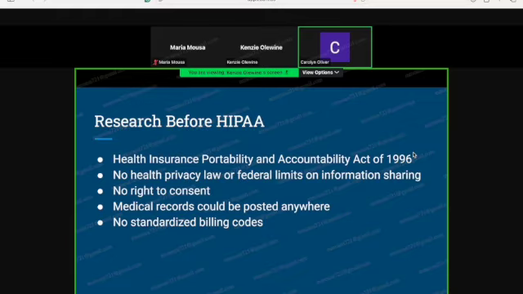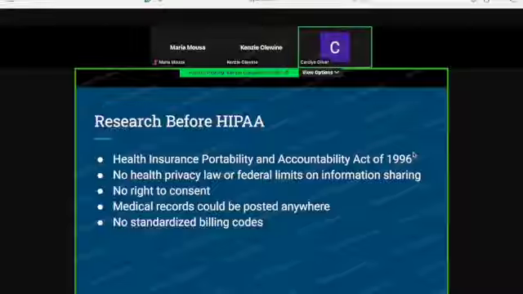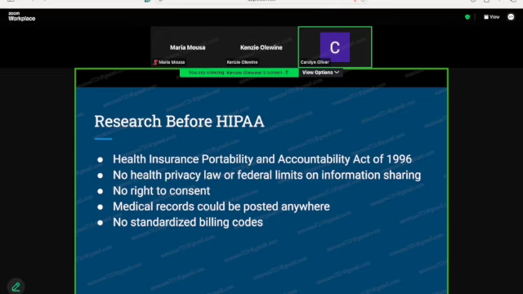So HIPAA was just enacted in 1996. So there was time before that without HIPAA. As Maria stated, if research was conducted before HIPAA, then different rules and regulations apply for that. When research was being done before HIPAA was instated, there was no health privacy law or federal limits on the information sharing. So with that, they could give medical records to your employer.